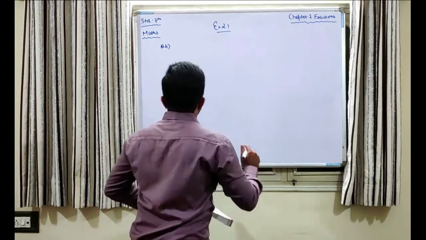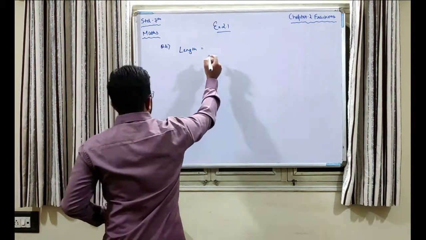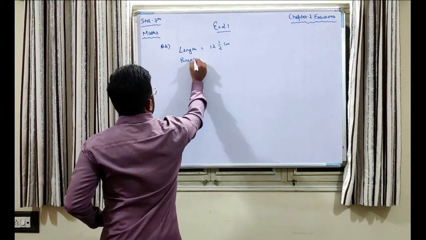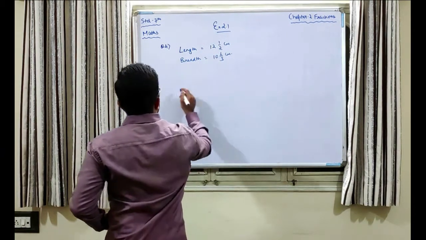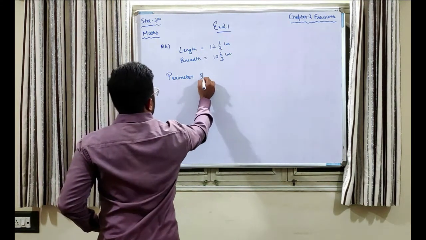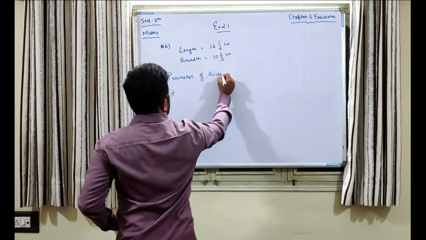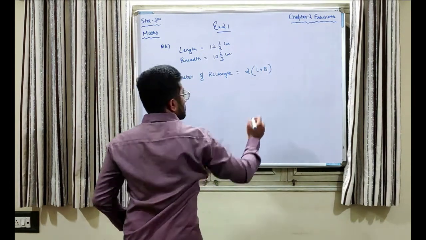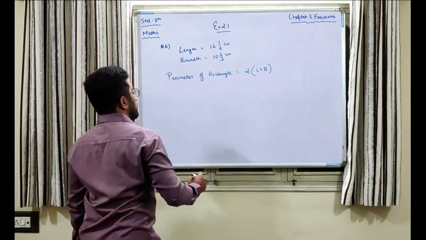and we are given that a length is equal to 12 1 by 2 centimeter and breadth is equal to 10 2 by 3 centimeter. Now those who don't know, the formula for perimeter of rectangle is equal to 2 into L plus B. Okay, perimeter of rectangle tends to be 2 into L plus B.